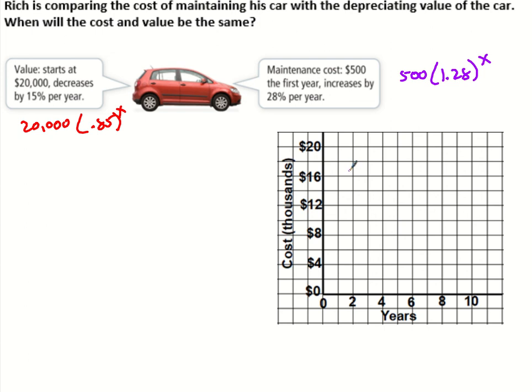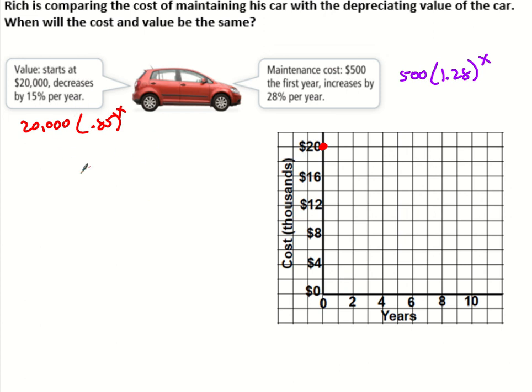Okay. If we notice the graph, it says cost in thousands here. So this is not just $4, this is $4,000. This is $8,000, $12,000, $16,000, $20,000. So here we're starting at year 0, we're at $20,000. Then it depreciates in value by 15% each year, so it's going to start going down. This is where we would want to plug in 1 here. After year 1, what's going to be the value of the car?